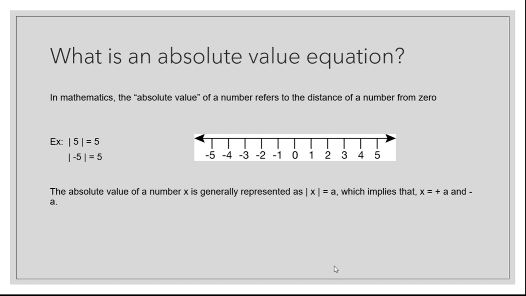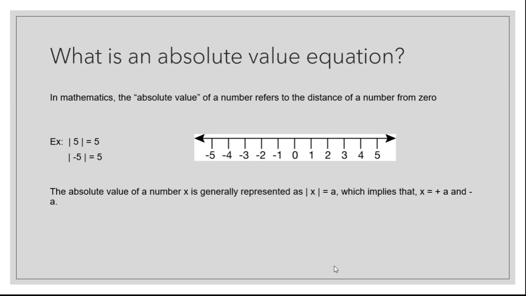So, like I said, we're going to be talking about absolute value equations today. I wanted to start by reviewing what an absolute value is. Basically, absolute value refers to the distance of a particular number from zero. I used 5 as an example. The absolute value of 5 is just 5, because on the number line, 5 is 5 spots away from 0. The same is true for negative 5. Even though there's a negative sign, it's still 5 spots away from 0, so the absolute value of negative 5 is still 5.